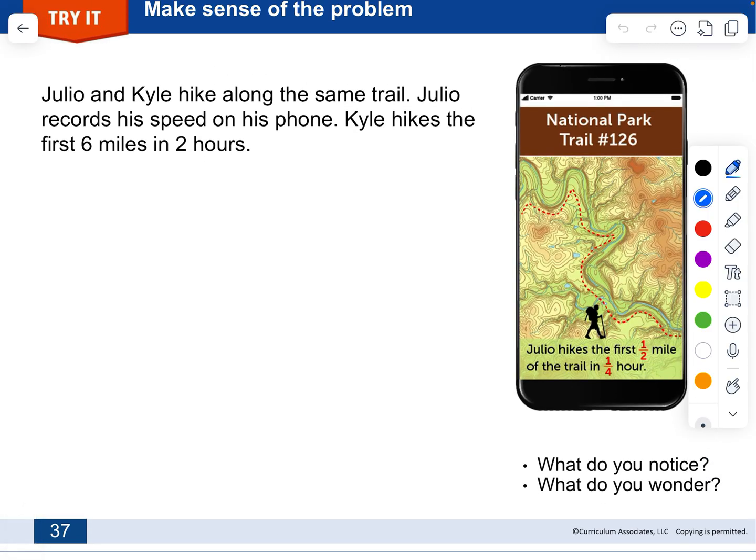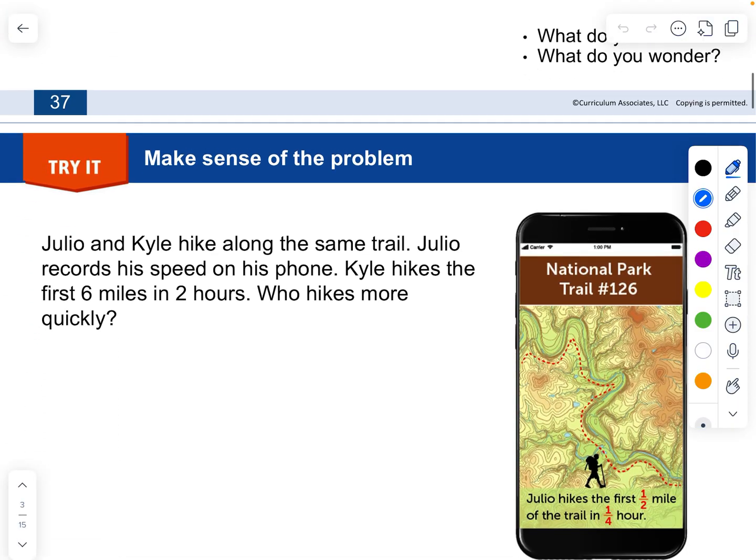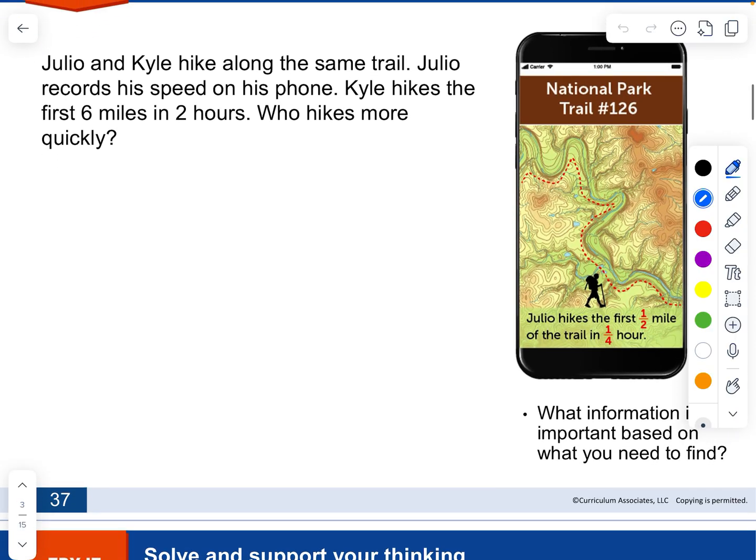On page 37, Julio and Kyle hike along the same trail. Julio records his speed on his phone. Kyle hikes the first 6 miles in 2 hours. Look on the phone. Do you see that Julio hikes the first 1/2 mile of the trail in 1/4 hour? What do you think the question's going to be? So again, Kyle hikes the first 6 miles in 2 hours. Who hikes more quickly? What could we do?